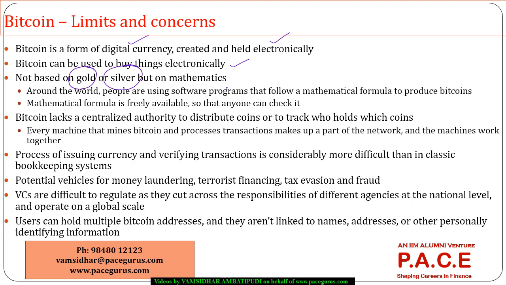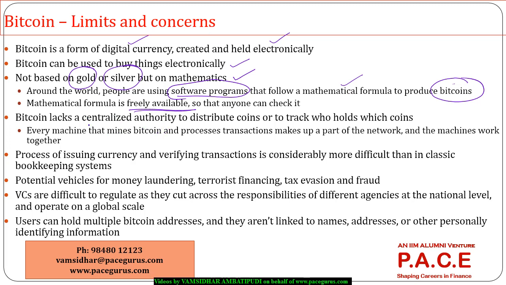The amount of gold reserves that a country carries, corresponding to that, the printing of the currency can happen. But here, it's not based on gold or even silver, but it's purely based on mathematics. Around the world, people are using various software programs which have a mathematical formula, and that formula is generating the Bitcoins. This mathematical formula is not a proprietary one, it's freely available, so anyone can check that formula and based on that they can instantly generate the Bitcoins accordingly.